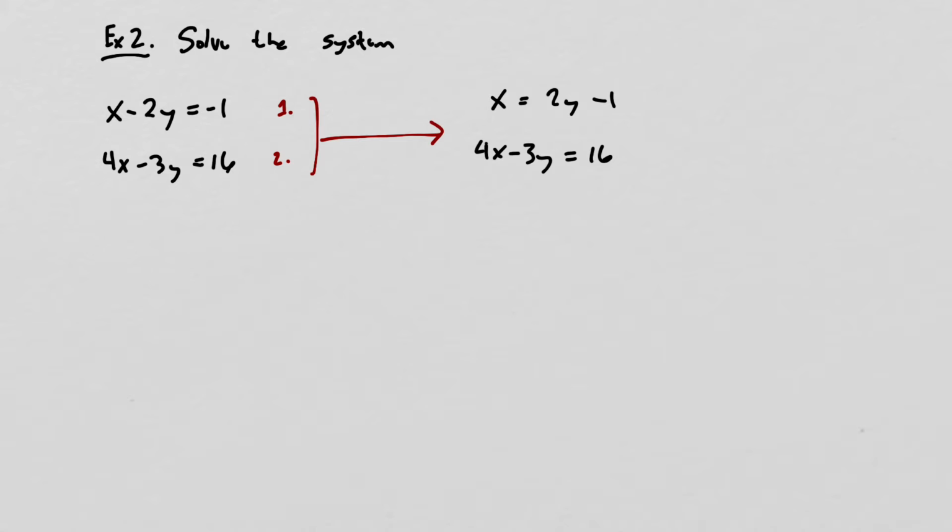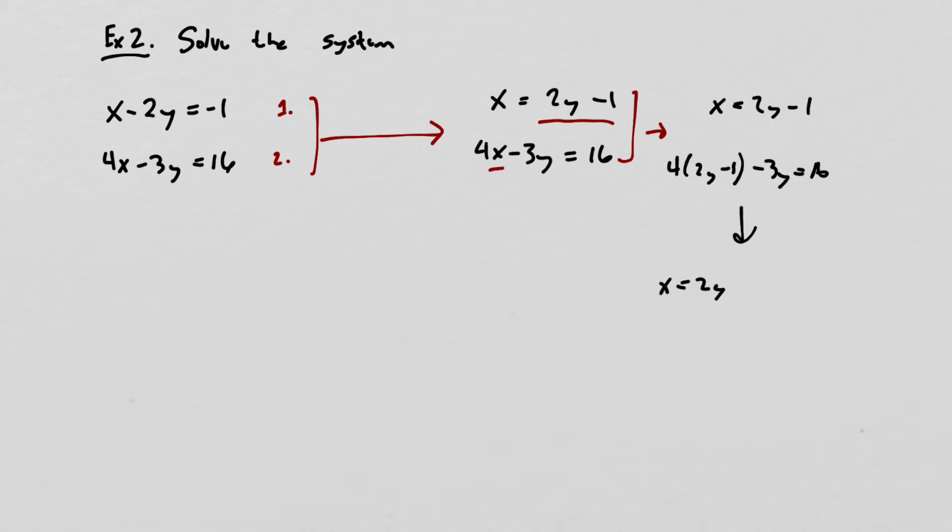Now we're going to replace our x value here with the 2y minus 1 up top, and so our linear system becomes: equation 1 remains the same, but equation 2 is now 4 times 2y minus 1 minus 3y is equal to 16. Simplifying equation number 2, we get 8y minus 4 minus 3y is equal to 16.